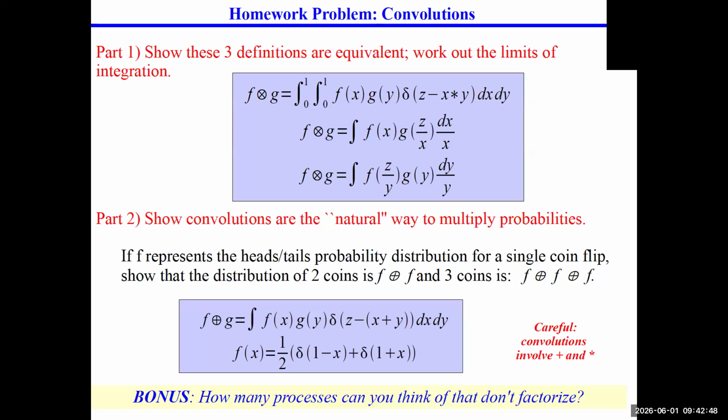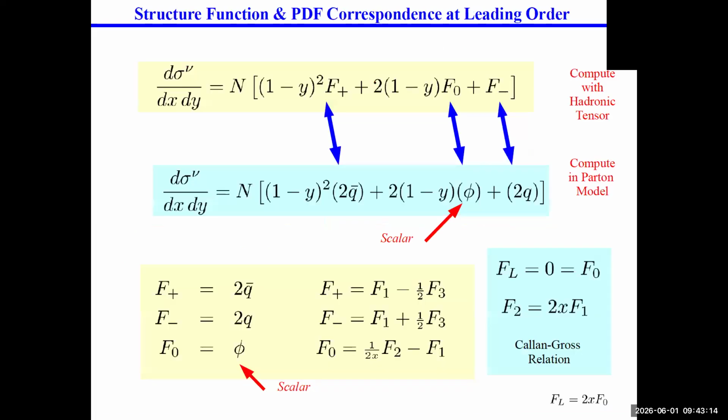The other homework is show that convolutions are a natural way to multiply probabilities. So for example, this represents the coin flip. There's a half probability. It comes up heads +1, half tails -1. And if you convolute that together, you get 2 coin flips. And because they're independent, you can write it as a convolution. This has a plus here that has a times here. You can actually map the two with an exponential function if you want, but I'll leave that for homework.